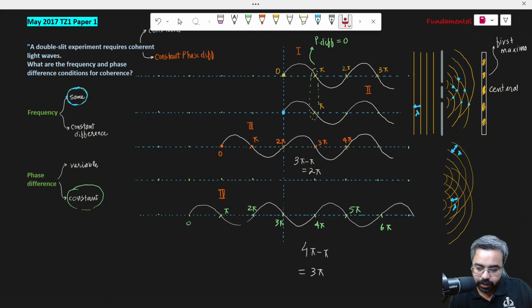So I hope these conditions and all of this information are useful for you to understand what factors make the two waves coherent so they can interfere and produce constructive and destructive interference. The frequency must be constant and the same, and the phase difference must be constant as well.